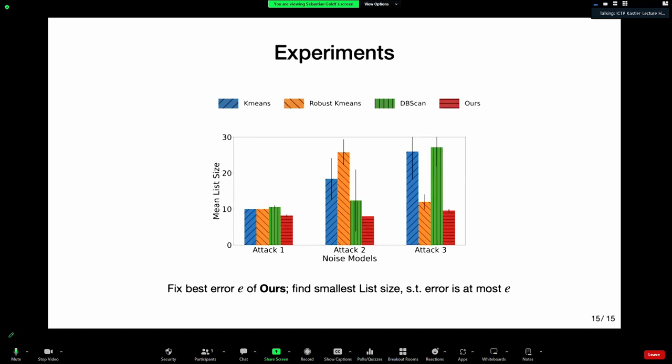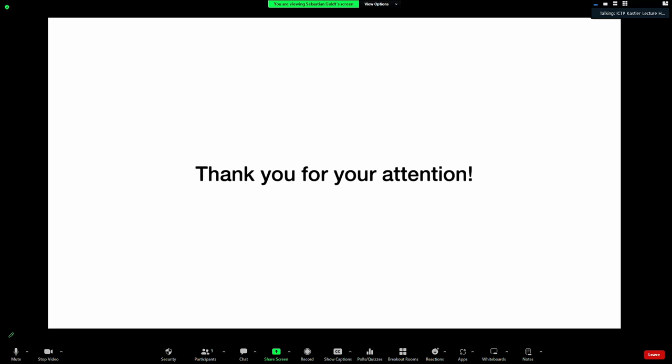Okay, so to finish, I have a plot with experiments. We compare with prior algorithms people use for similar problems, for example k-means or its robust version, and DBSCAN, and we see that in terms of list size, for example, we are performing better. We have the same error with a smaller list size. Okay, thanks a lot. Thank you.